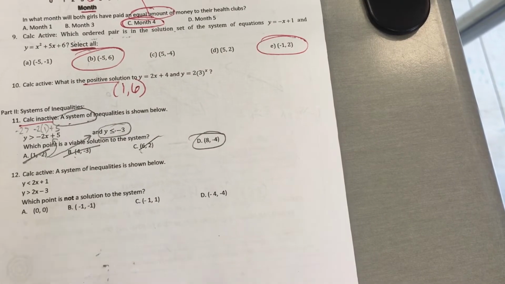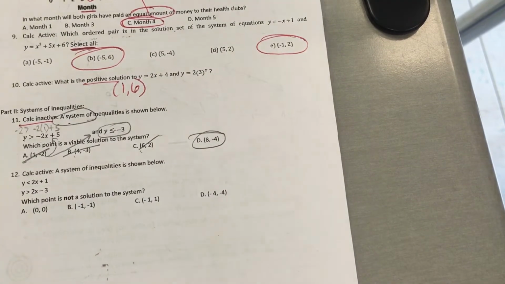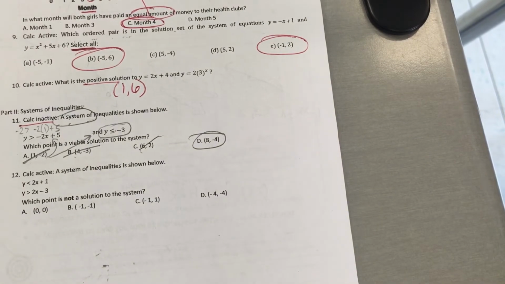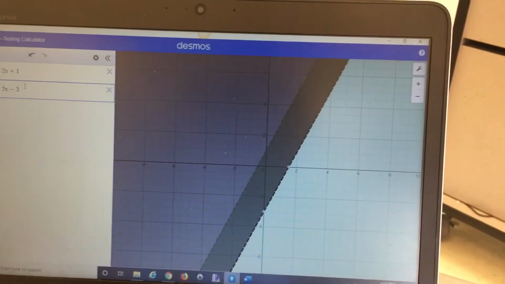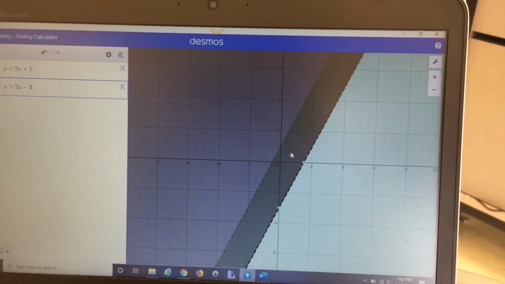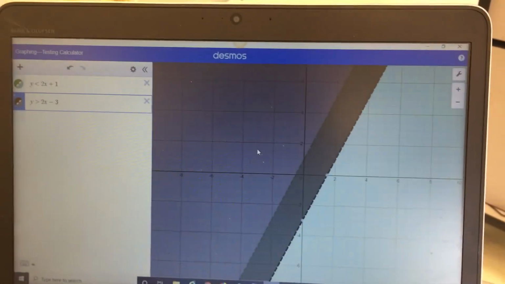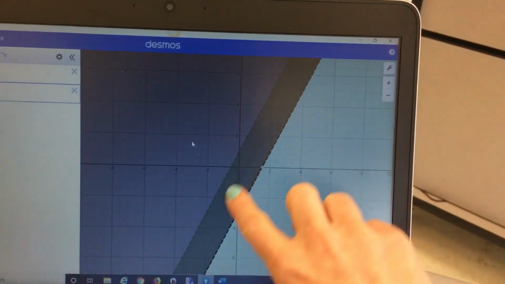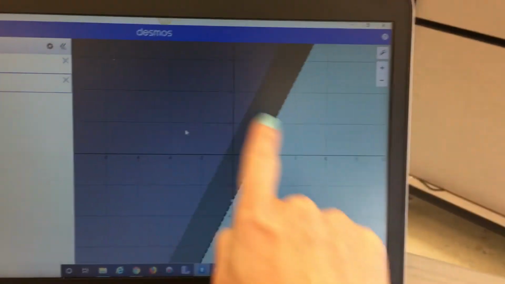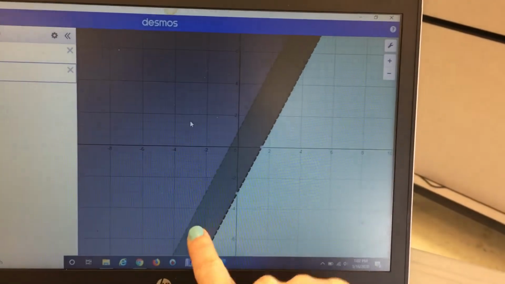It is calculator active, so that means we can use Desmos, which is great. I am typing in y is less than 2x plus 1, and y is greater than 2x minus 3. You'll see that Desmos is fabulous as always because it shades it for you, it makes them dotted. So the solutions are where they overlap, which is in here. These are not solutions, these are not solutions. Everything in here is a solution.